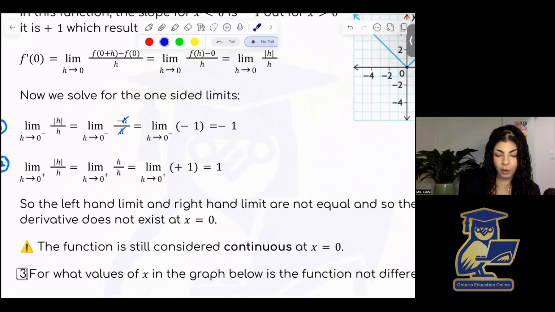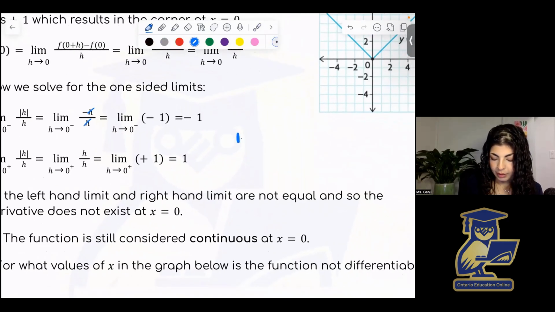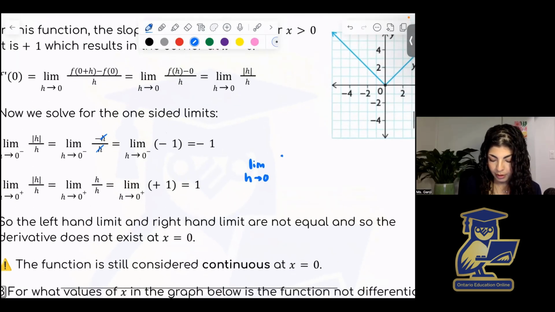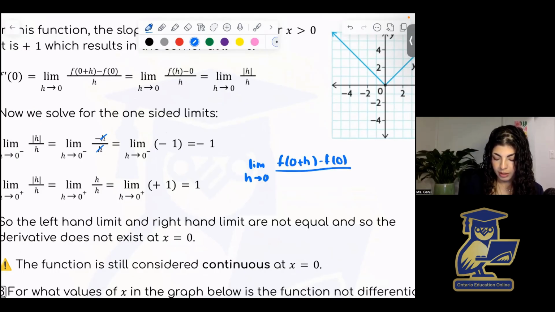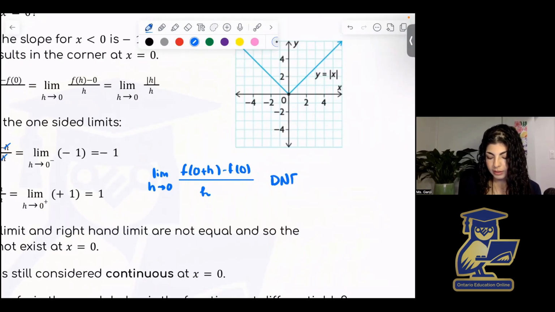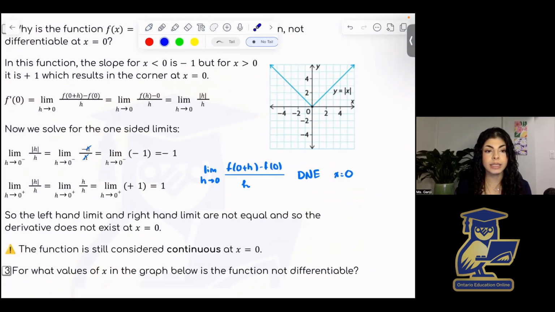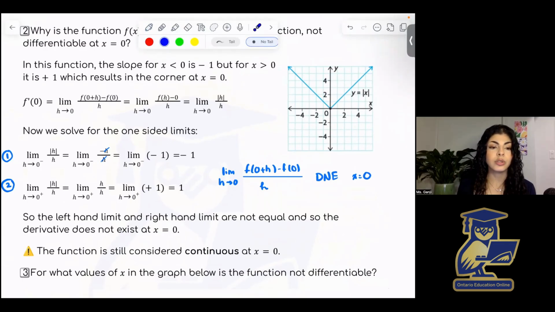And so we would also say that the limit as h approaches 0 of this, and this is our definition of the derivative, does not exist. And keep in mind this is at x is 0, right? And that's because of that 0 and 0 there. And so because this limit does not exist, then we also say the derivative does not exist, and so the function is not differentiable at x is 0.